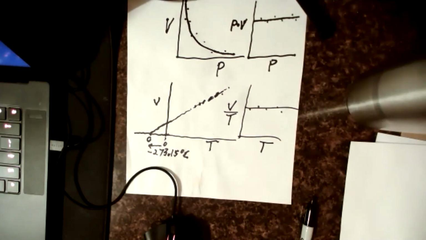Now this is Avogadro's hypothesis, and it's that the pressure of a gas at constant volume and temperature is proportional to the number of moles. Well, we just said that a while ago. If you put twice as many moles into the same container, you're going to double the pressure.